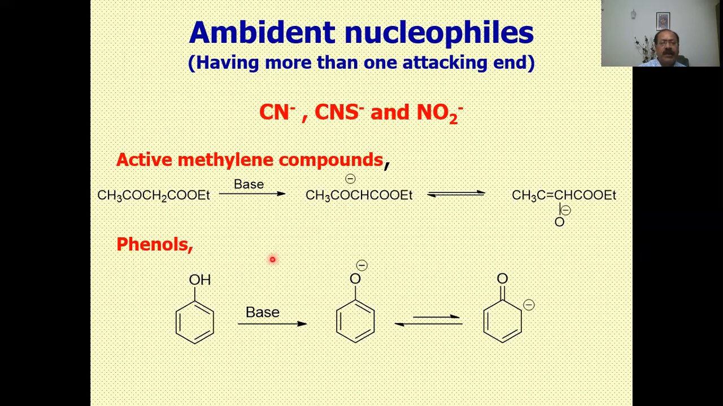Similarly, phenoxide. If I treat with a base, I'll get a phenoxide. This can also be in equilibrium, but here it will require much larger energy because the resonance is destroyed here. So let's look at some of the examples, but before that, we should understand what the HSAB principle is.